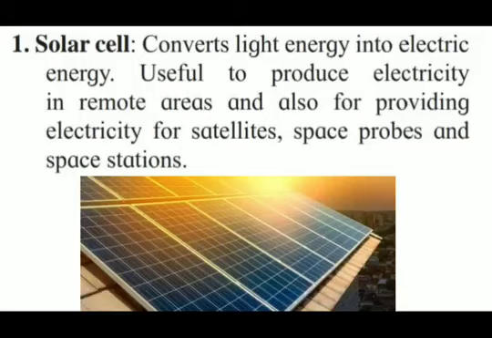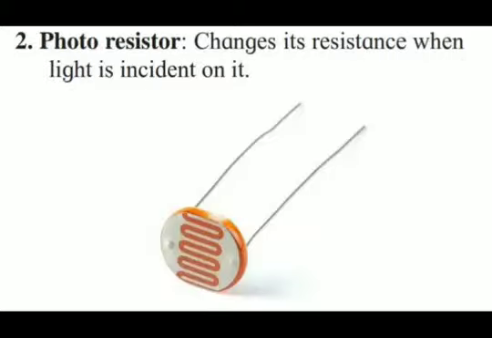The common single junction silicon solar cell can produce a maximum open circuit voltage of approximately 0.5 to 0.6 volts. So this is the number one application of semiconductors or the p-n junction diode, the solar cell. Number two, we have the photoresistor. We had already studied a resistor, but here it is the photoresistor.